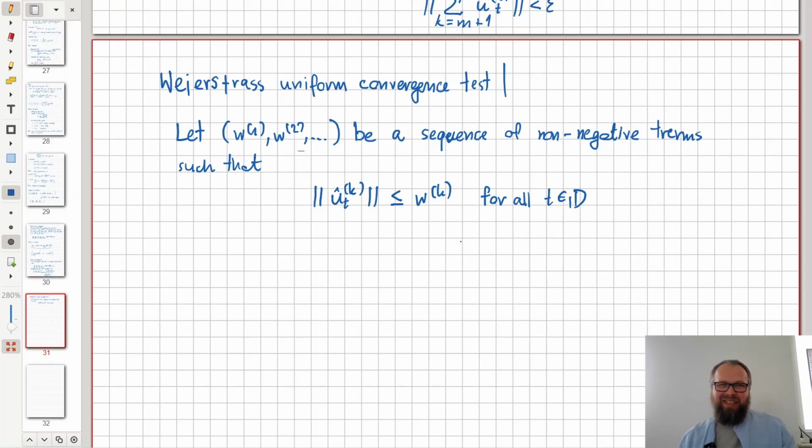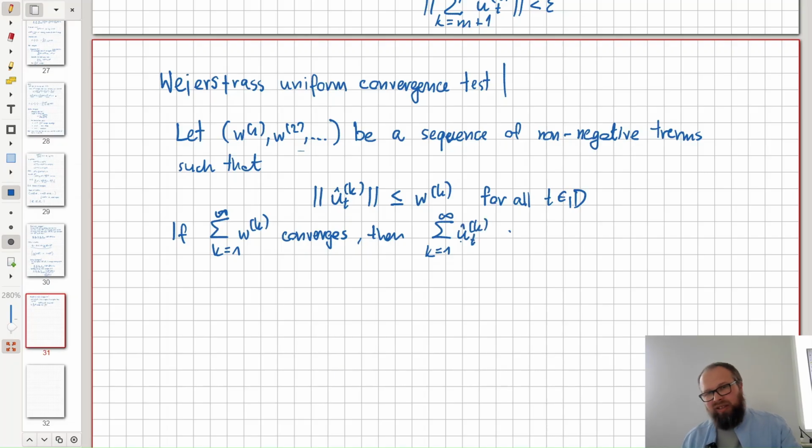So we have a domination, and then if the sum of W_k converges, then the tested series, the sum over k of u_k(t), also converges, but uniformly.